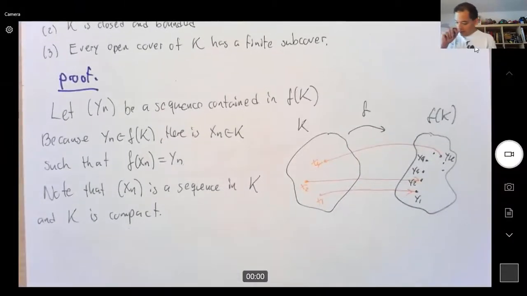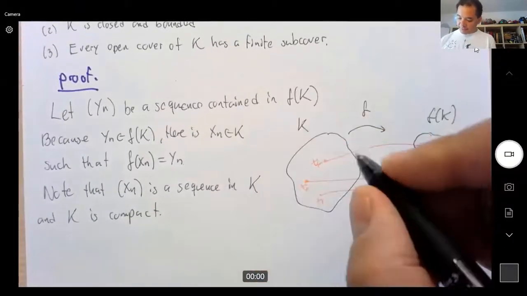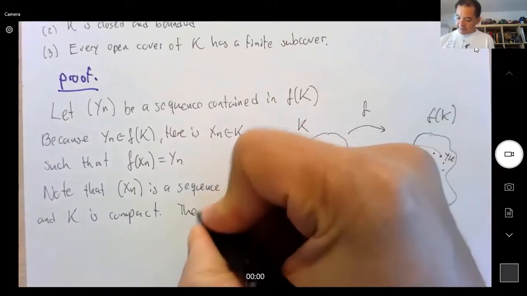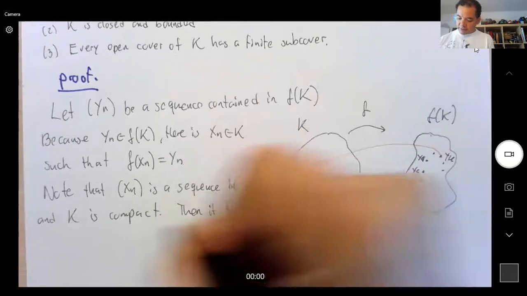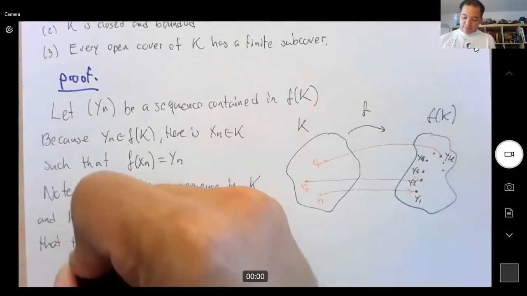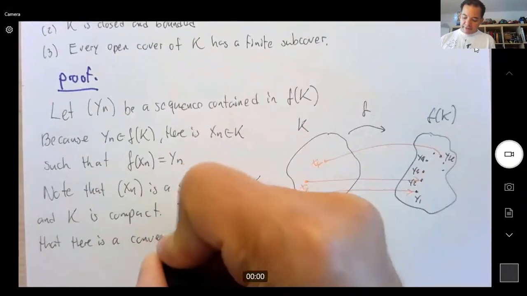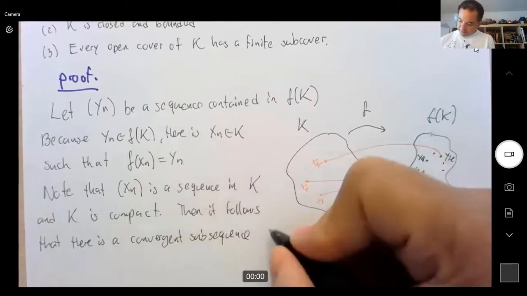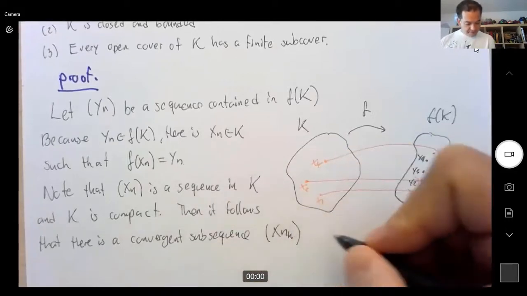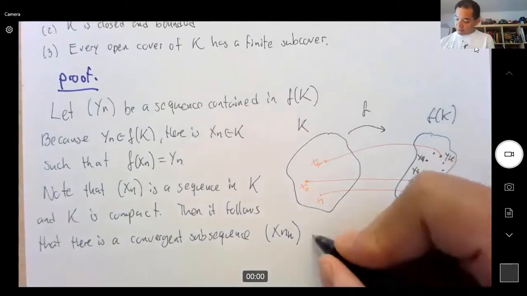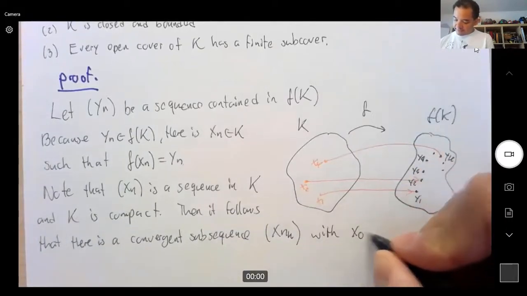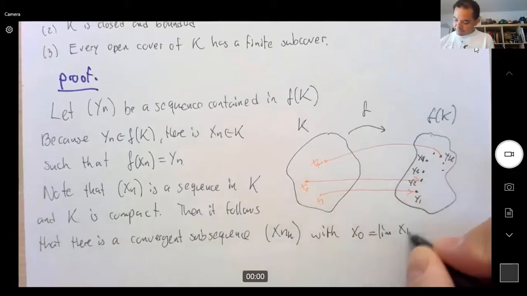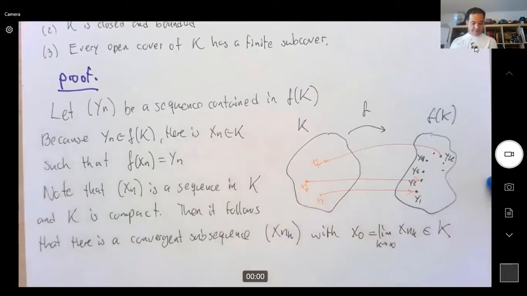So because K is compact, then it follows that there is a convergent subsequence x_{n_k} whose limit belongs to the set, right? That's the definition. Okay, that's awesome.